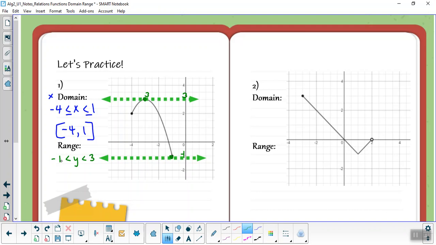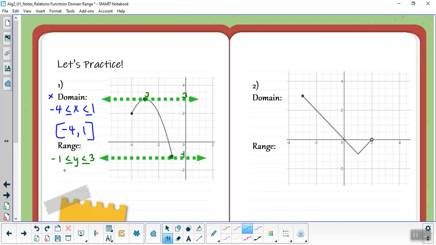At -1, I have a closed circle, so I get an equal to. At 3, there's not an actual closed circle there, but the point does touch. It does exist. So that's also going to give me an equal to symbol.